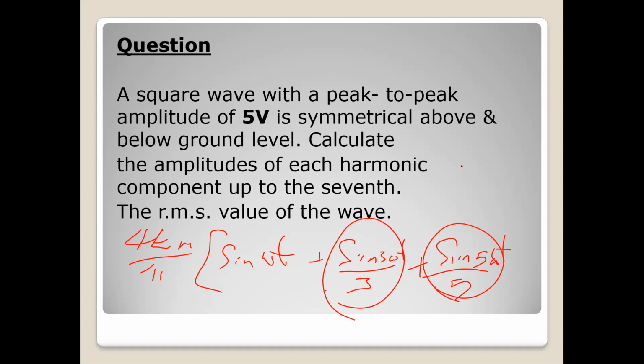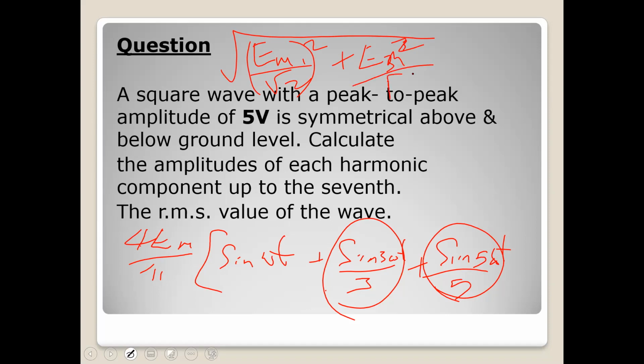All right. Let's make sure we do it in the right order. You're finding the square root of the sum of the squares. Yes, sir. All right. So you're finding the square root of EM1 over root 2, all squared, plus EM3 over root 2 all squared, plus etc. All right. Anybody unsure of what we're doing here?